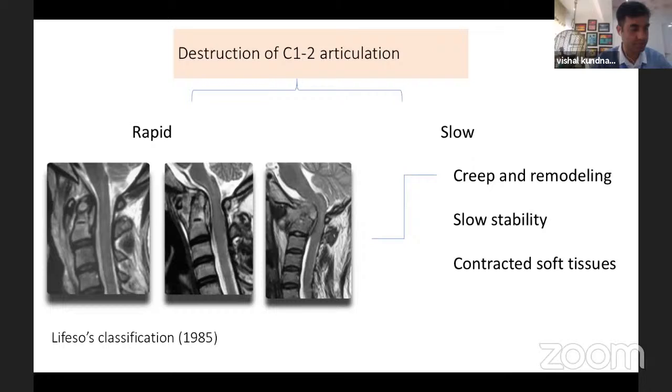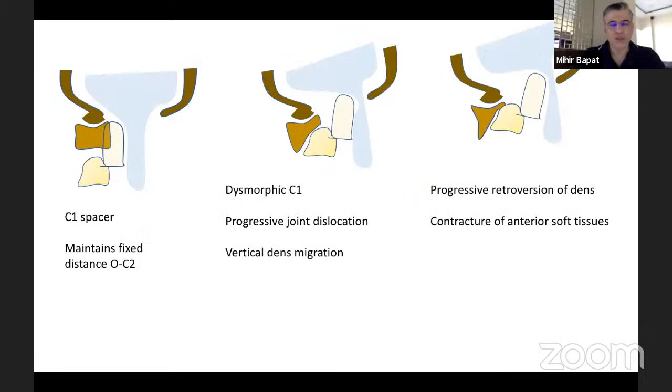Okay. So my task is to speak about the C1 lateral mass screws and the C2 screw options. The destruction of the C1 C2 joint can be either rapid, as in infections, trauma, rheumatoid arthritis, or it can be very, very slow, as in congenital dislocations, where there is a slow creep and the soft tissues and the bone keep remodeling, trying to gain stability around this slow creep. So as the C1 spacer becomes ineffective, or when the C1 C2 joint starts getting dysmorphic, the cranium starts settling down on the C1 C2 into a state of kyphosis, and this compresses the cervicomedullary junction.